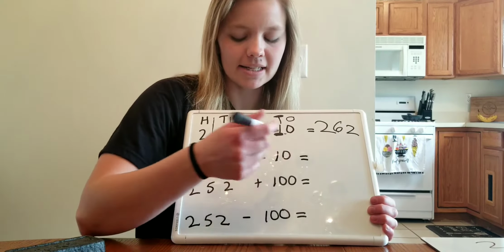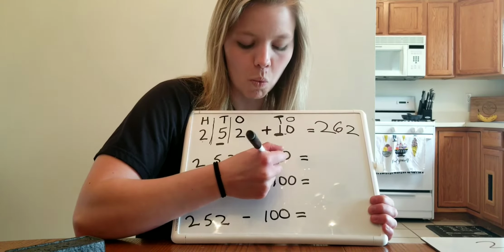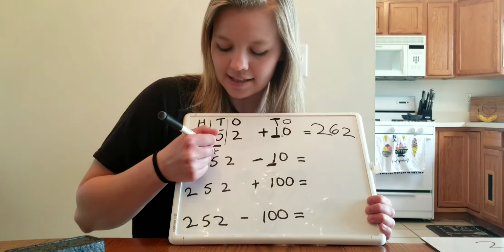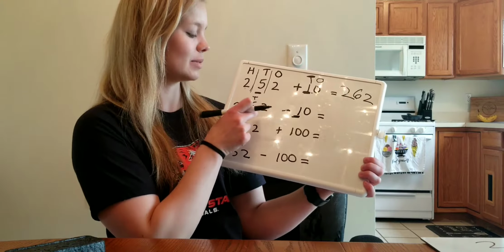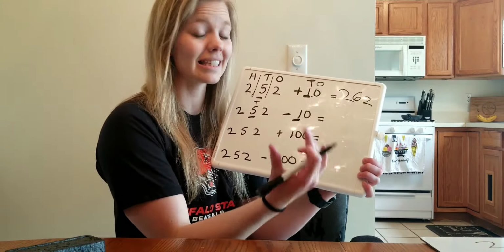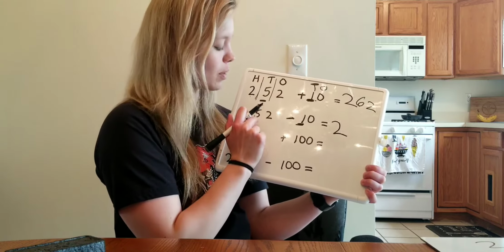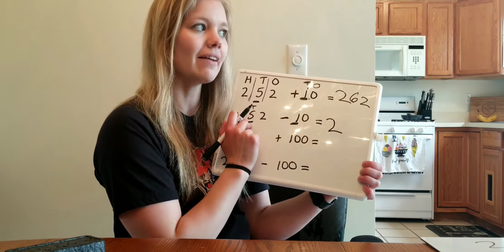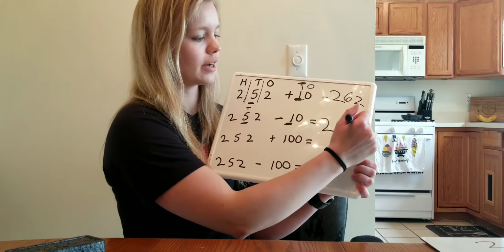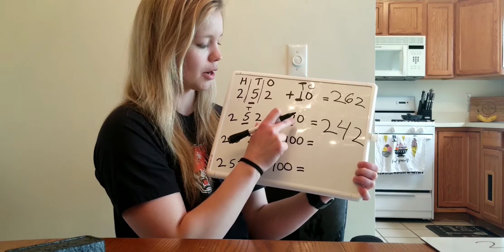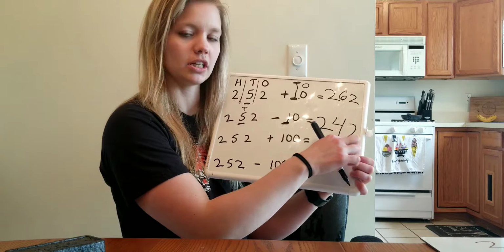252 minus 10, okay? So this really means we are taking away 1 from the tens place. Here's our tens place right here. So we want to take away 1 from the tens place. These other numbers are going to stay exactly the same. So it's still going to be 200. Instead of 50, we want to take 1 away from 5. 5 take away 1 is 4. 242. Now this last number stays the same, right? Because it's a 0 here. So 252 minus 10 is 242.